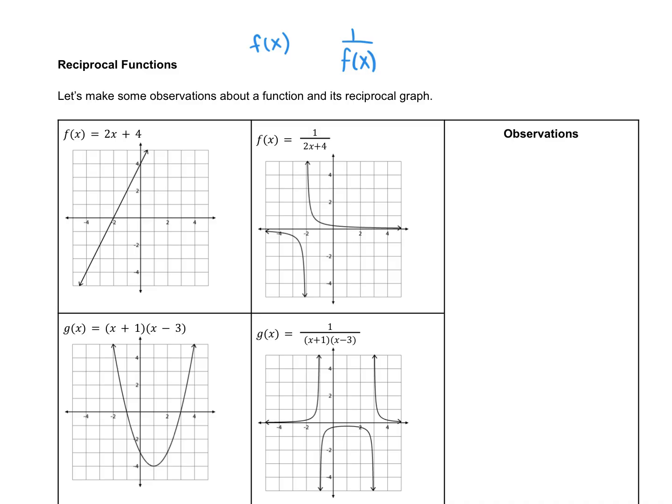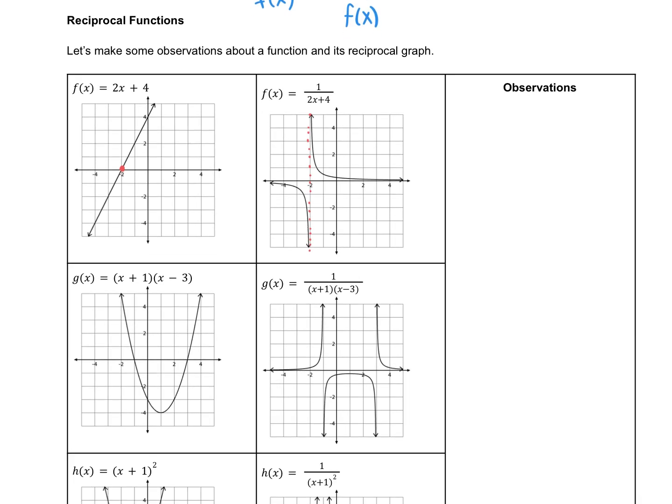So I have this first function here, just the line 2x plus 4, and then I have its reciprocal 1 over 2x plus 4. I want us to first look at the x-intercept of the original function. The x-intercept was -2. And if you look at the reciprocal, at -2, we actually have an asymptote. So let's actually see if that applies to my second function as well.